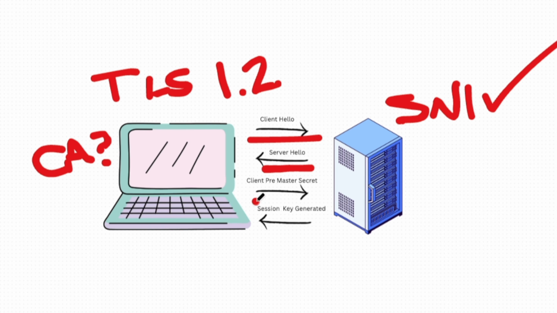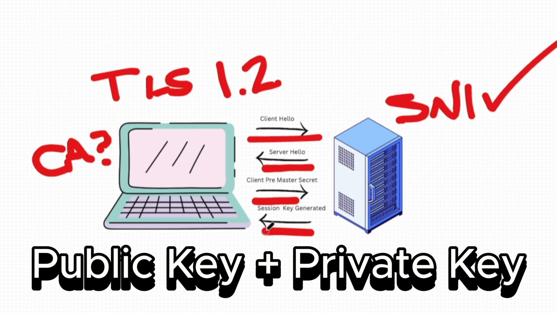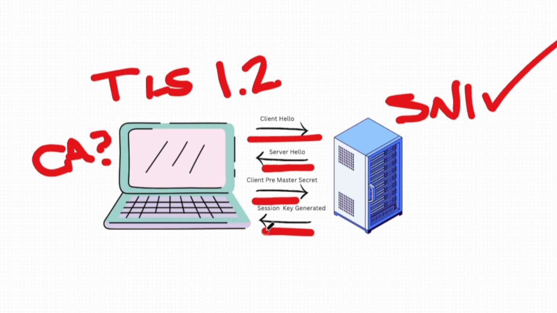The client then sends a pre-master secret towards the server. This is the beginning of our key exchange. This is where our client and server work together to agree on a shared secret key. It's important to note here that we're using asymmetric encryption, meaning a combination of a public key and a private key used to create or agree upon a shared secret.